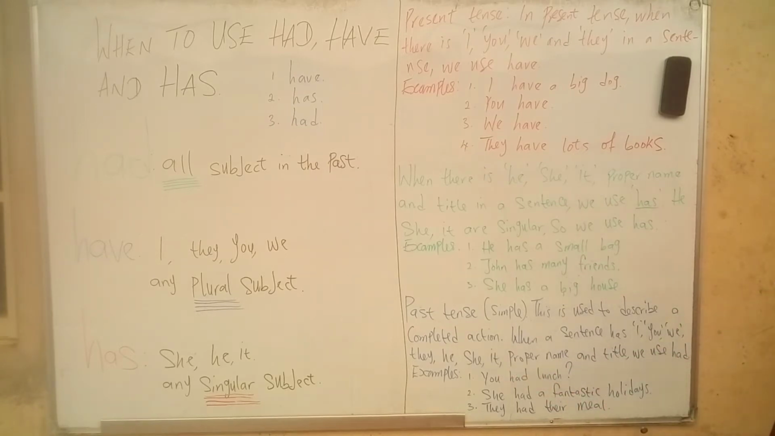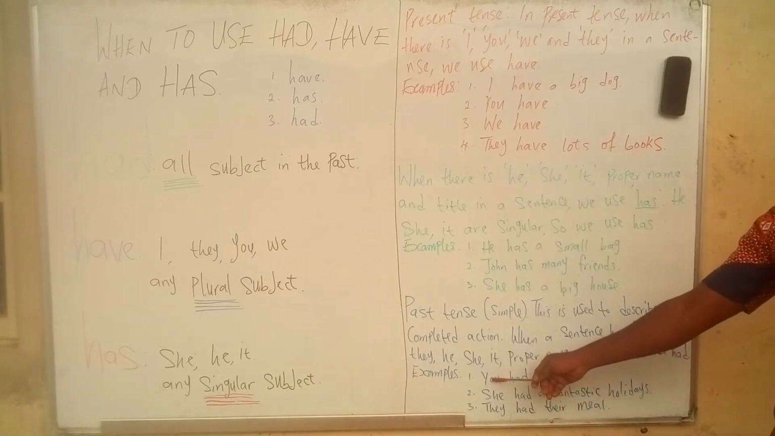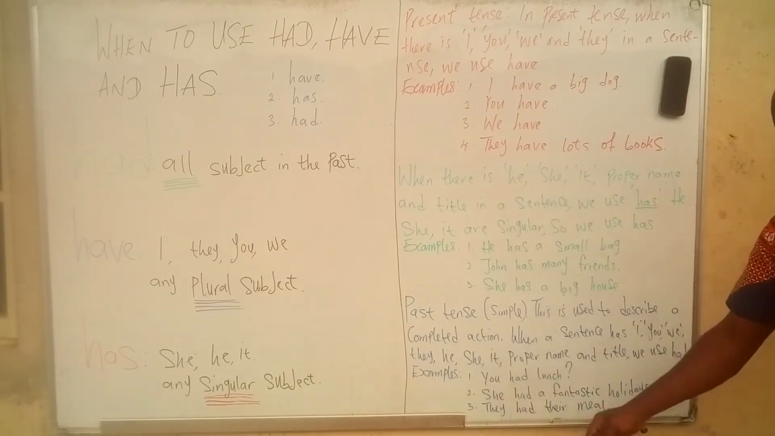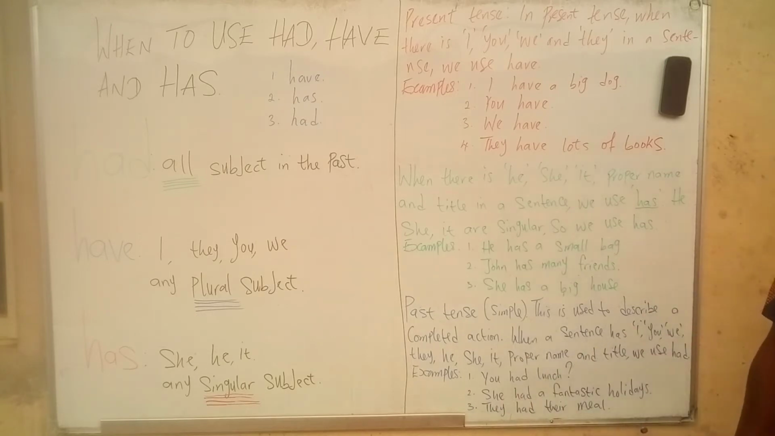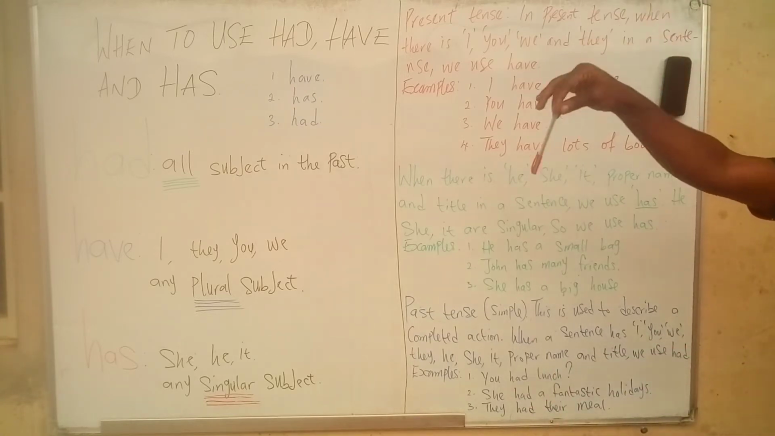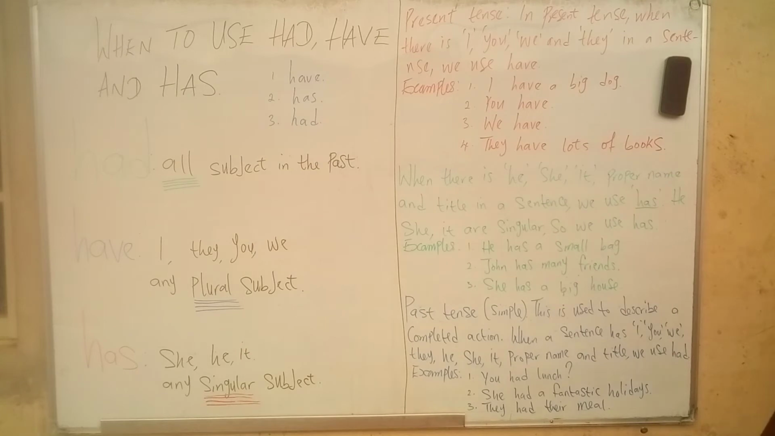So, examples: you had lunch is a question. You had lunch. Then, number two, she had a fantastic holiday. They had their meal. So, if you check, we have what? Singular, but we have what? Plural here. So they is what? Plural. Therefore, you could be, it's always what? Second person. I, first person. You, second person. You can as well be given to another, but depending on what? The context of the situation.